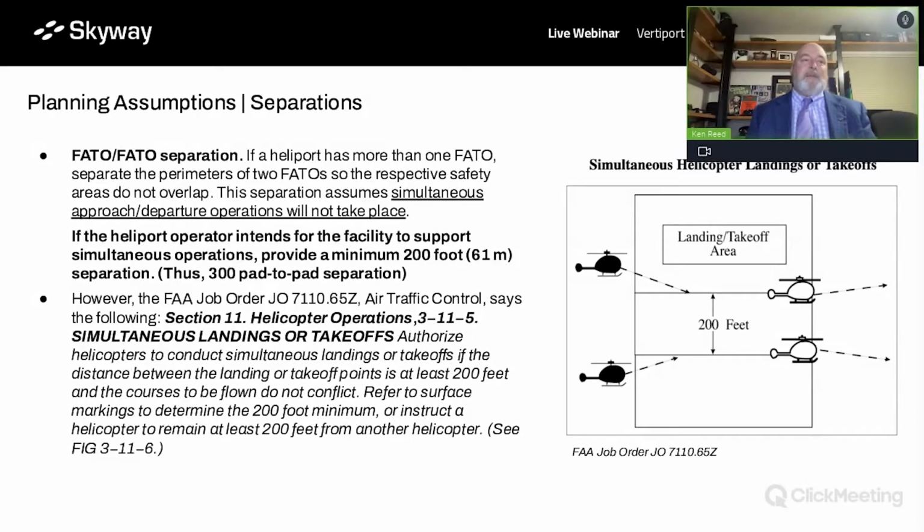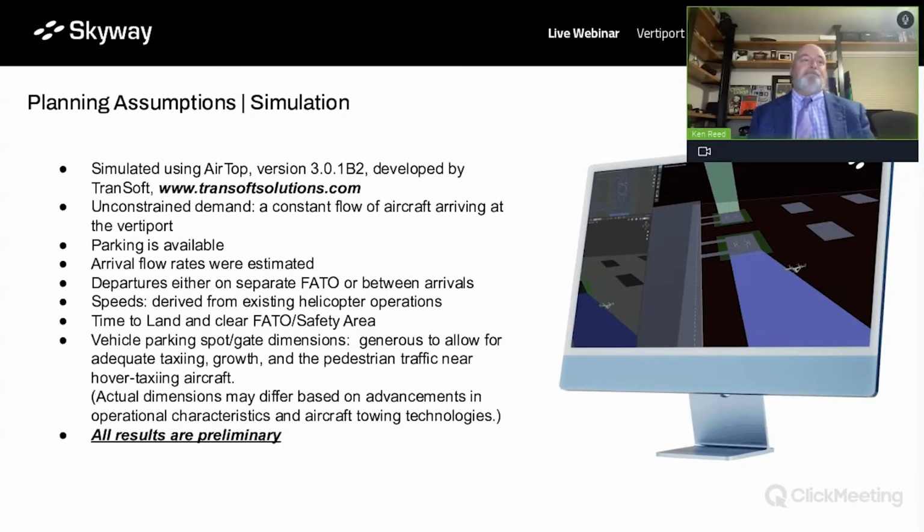There is a second document within the FAA, however, for air traffic control that does allow helicopter operations as close as 200 feet. But I don't know for a fact, and I don't expect that that will be the standard, and that's not the standard that I modeled. So we've used the 300-foot separation between FATOs.